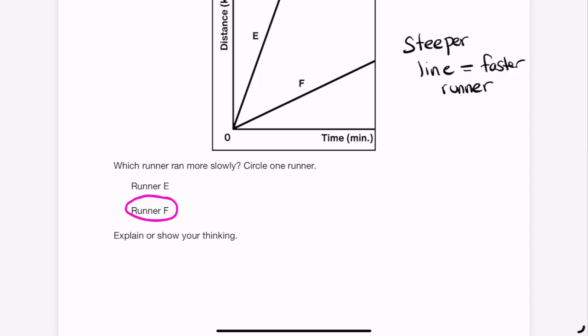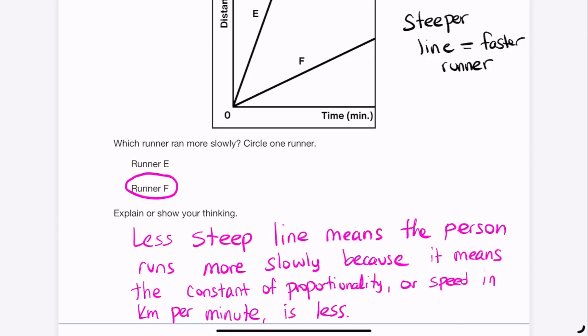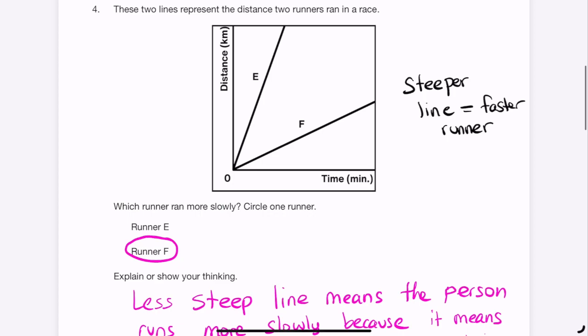I would accept you just saying that the steeper line, or really in this case, the less steep line, means the person is running more slowly, because it means that the constant of proportionality, which is the speed per minute here, is less. So if it's less steep, if we take the y divided by the x, we're getting a smaller number, and that's the speed here. But mainly I would accept if you say the line is less steep, and that means it's going more slowly. So that's a fast one.